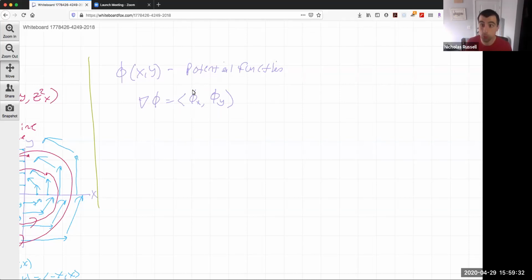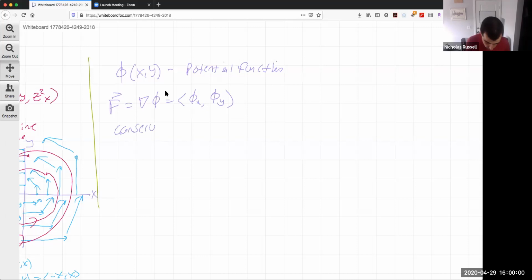This itself, I hope you'd agree, is a vector. And as you can probably imagine, this could be a vector field. I could actually define this as a vector field F, which is the gradient of a function, which I'll call the potential function. And this vector field is called a conservative vector field.